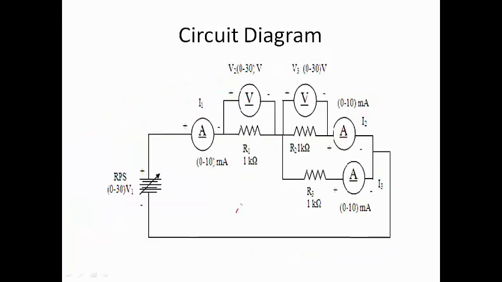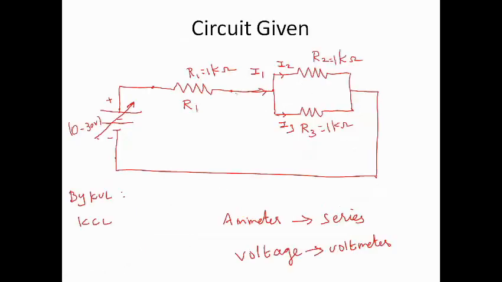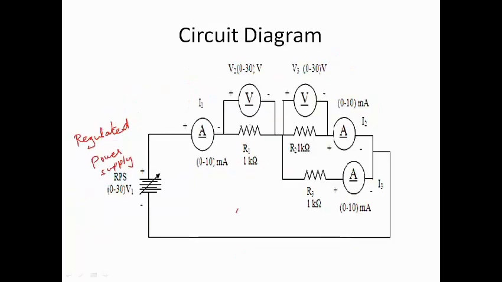See, this 0 to 30 stands for a variable source, that is a regulated power supply. RPS stands for regulated power supply, which means with the help of this variable power supply you can vary the input voltage anywhere between 0 to 30 volts. And as I told you, you need to measure the currents through this branch, right? So this is done with the help of ammeter 1, that is here you could see I1, and you are measuring the currents I2 and I3.